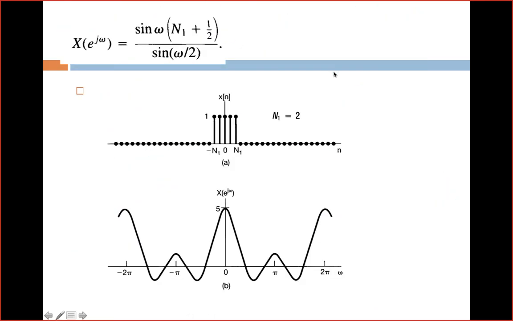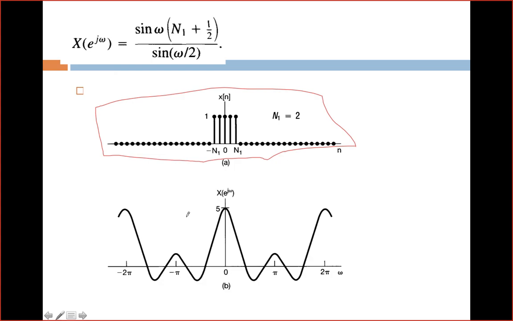This is the solution. Now we have to draw the magnitude response for this particular problem. This is nothing but the graphical representation of the given problem, which I have already given in the previous slide. Now we have to find the maximum and minimum value of this expression, that is X of e power j omega, by substituting different values.